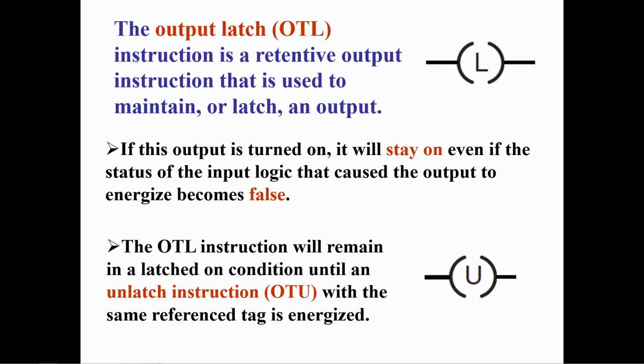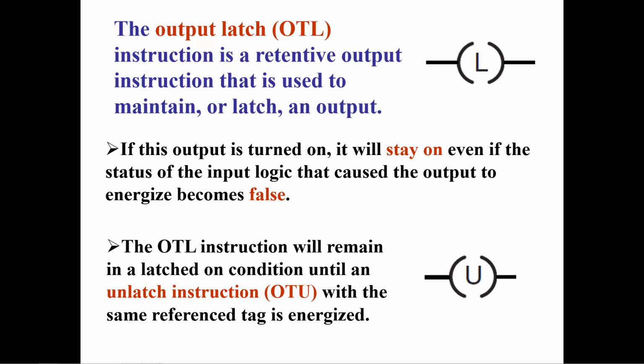The output latch, OTL, and the OTU instructions are retentive instructions used to set a bit to a 1 and to reset the bit to a 0. The OTL will set the address bit to a 1 when the instruction is true. The bit will remain a 1 when the instruction becomes false.